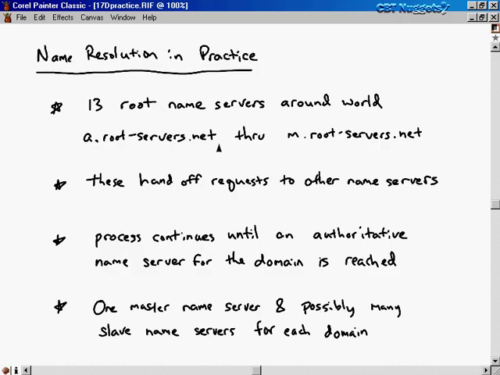So that's the way this works. That tree picture that we were looking at before is really distributed all over the internet. The root name servers spread that load out. They ask other name servers, and eventually some authoritative name server can actually answer the question.